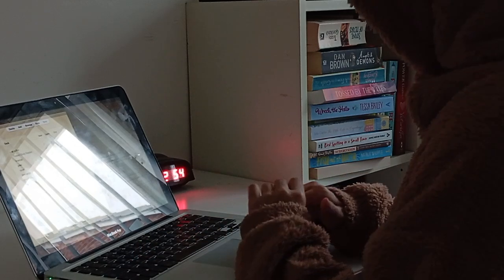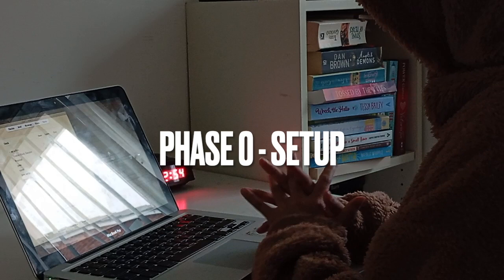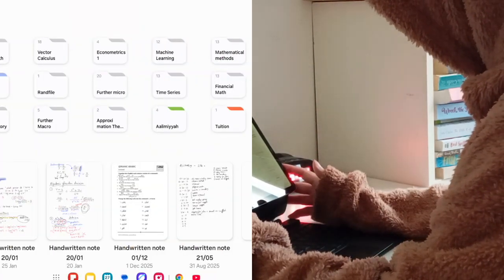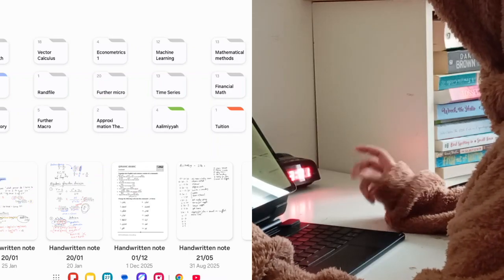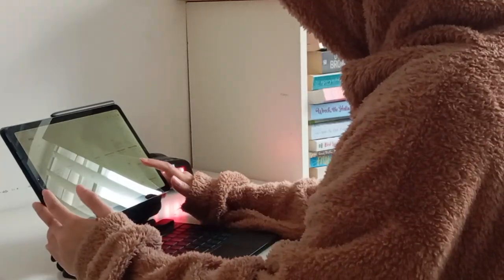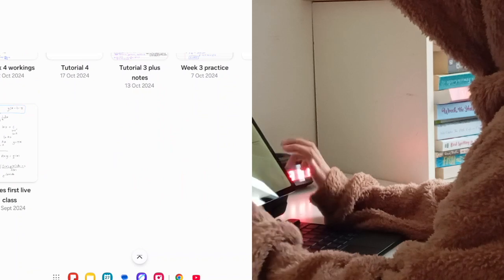So I'm going to do a live demonstration of what I would have done for a specific module. The very first thing that I would do is, of course, set up a file for each of my modules. This is my PDEs module, which is partial differential equations, and we start off with notes first, live class.